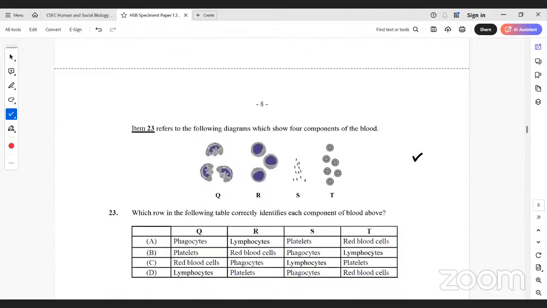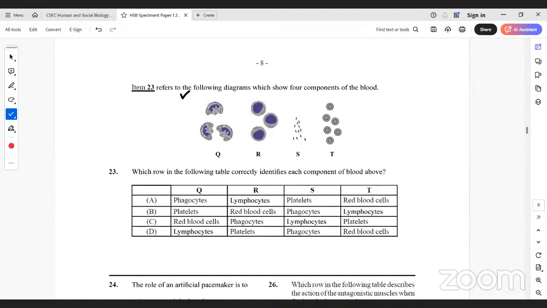Let's go on. Someone is asking, sir, is paper 1 30%? Yes, paper 1 is 30% of your mark. Paper 2 is 50% of your mark. And your SBA, or those who would have done paper 3, that is 20%.